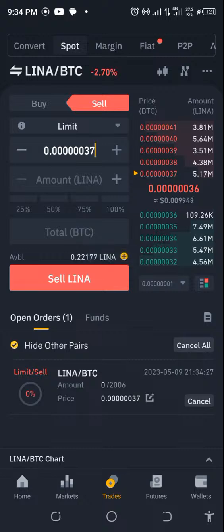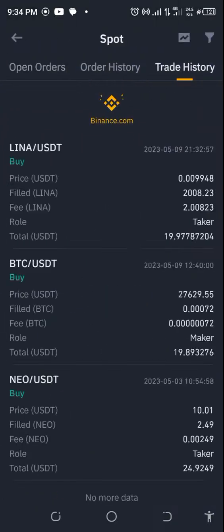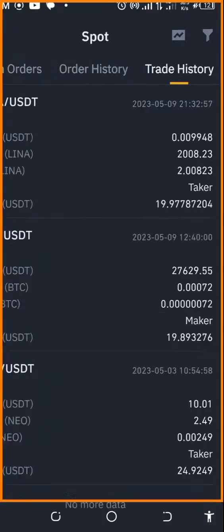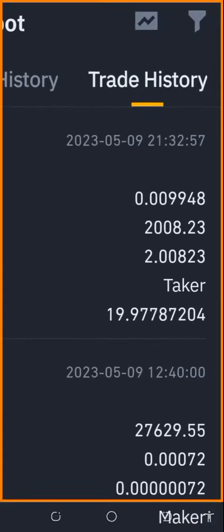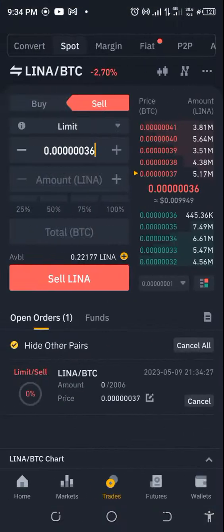But don't forget, we bought this. Okay, so let me go and check the trade history. We bought this for how much? We bought this for 0.009948. Okay. And we spent 19.97. That means that if I go back, I should have 3 cents.